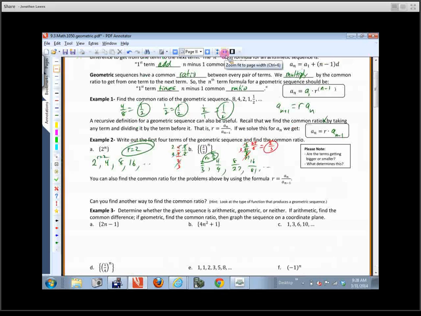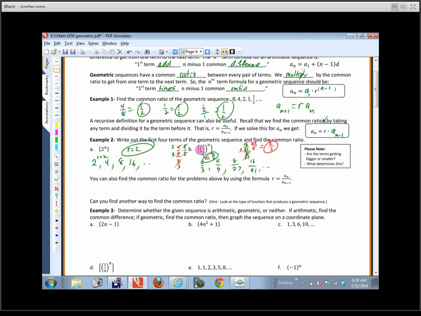And what we want to notice is, can you see on here anything about the formula or the type of function we're dealing with that produces a geometric sequence? Like the ones we did before, the arithmetic ones, they were kind of linear. They were just like 7x or 7n.